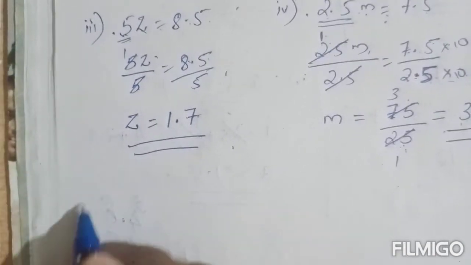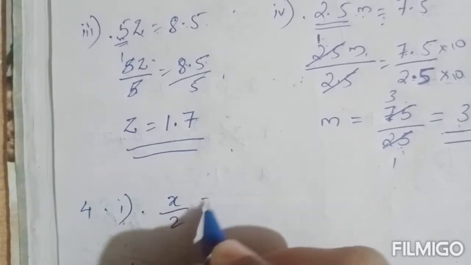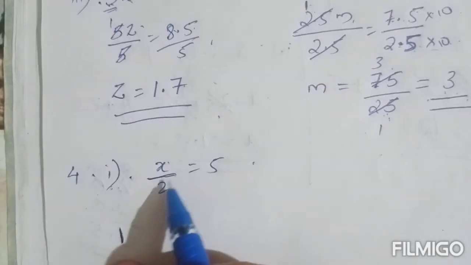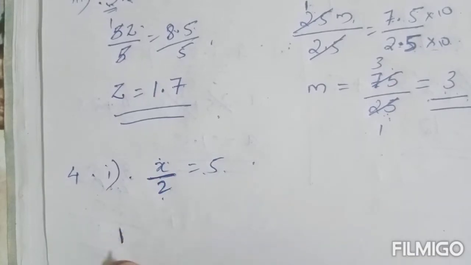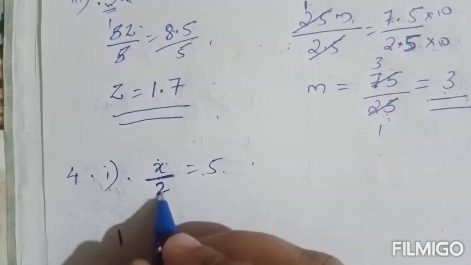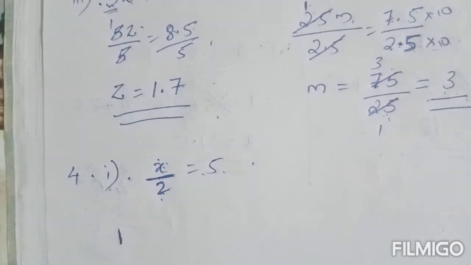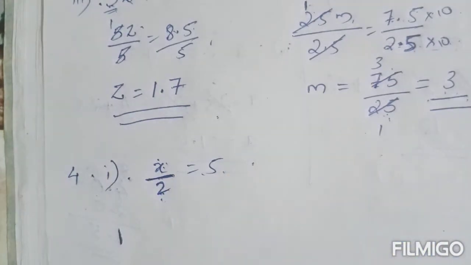Now the fourth question. Solve. In that, the first one: x by 2 equal to 5. So here you can see x, the variable, is divided by a number. x by 2 equal to 5. Division is coming here. So in order to find the value of x, what to do? We have to multiply both sides of the equation by 2. Okay, x is divided by 2 here. So we have to multiply 2 to both sides of the equation. If we multiply the same number on both sides, the equation does not change. That is our rule.